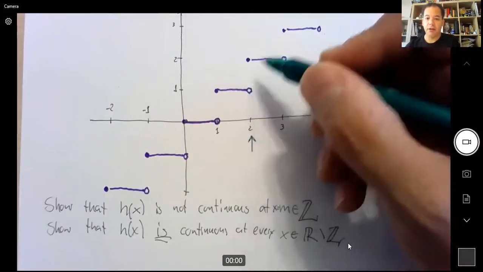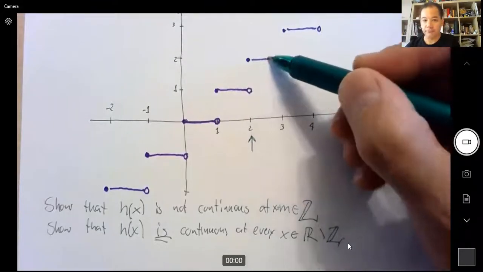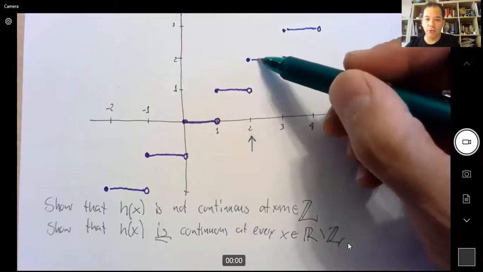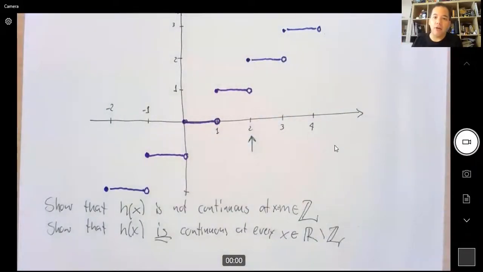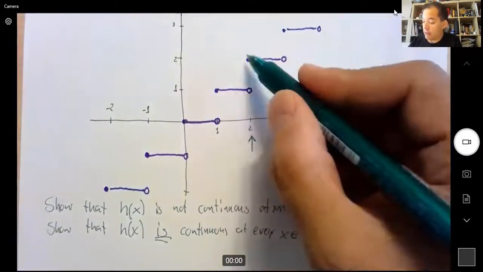Well, let's see. If we choose numbers that are bigger than 2 and getting close to 2, those guys are all going to be 2's, right? 2, 2, 2, 2, 2, 2. So those guys are not going to work because they're all going to be 2's. And that's exactly what we want.